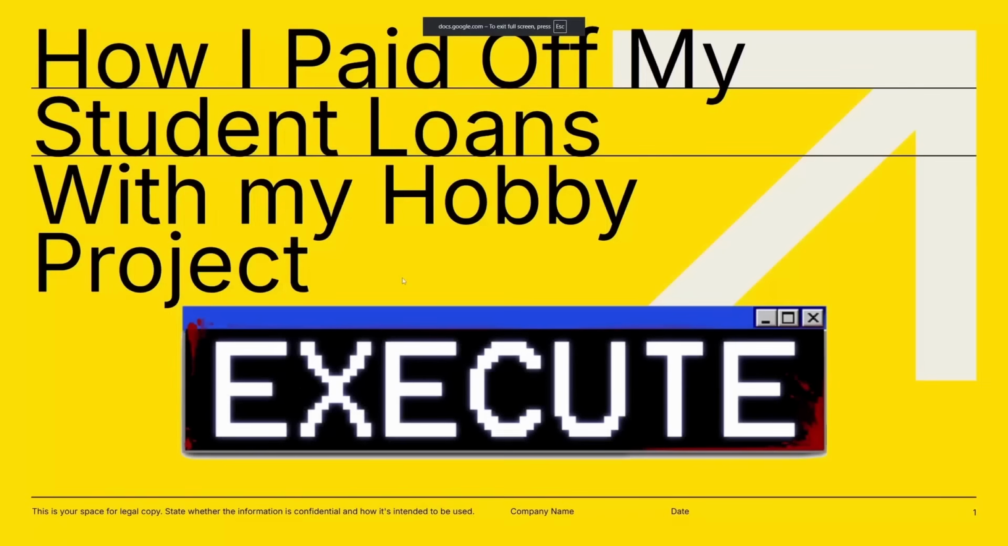So buckle in. All right, I made a crappy PowerPoint to show you how I paid off my student loans with my hobby project, Execute. So here it is. All right, so this is how to win at Steam. Here are the 3 steps that I took in order to get my game to the point where it was.